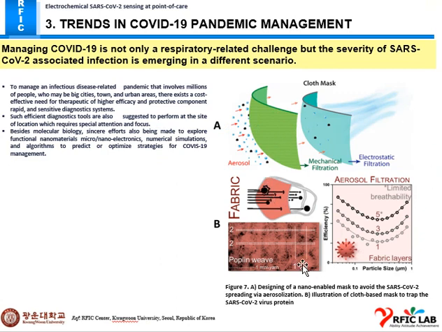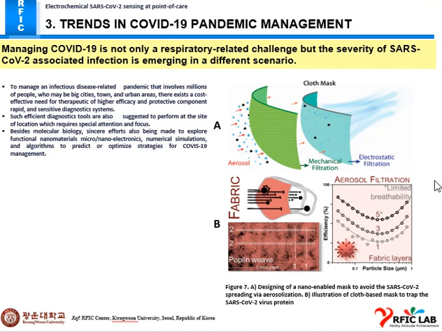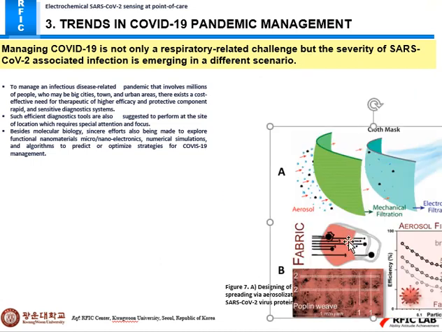There are some fabrics and fabric layers of a multi-layered mask, cloth mask, and different N95 masks to manage the infectious disease, which is very related to millions of people, to avoid the transmission from one person to another person.